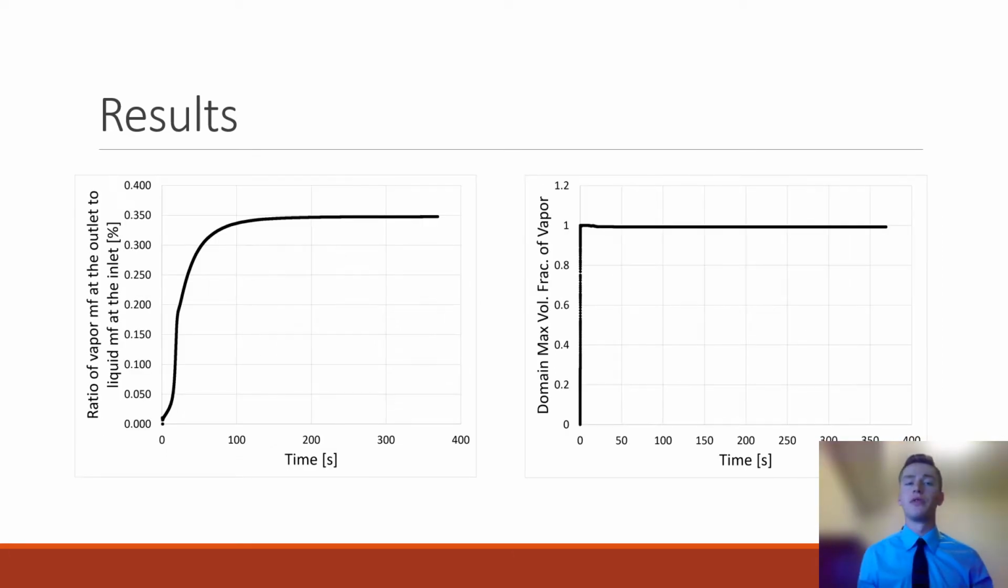So here's some more results from the very first simulation. As you can see, the graph on the left shows the ratio of vapor mass flow at the outlet to liquid mass flow at the inlet, which is about 0.35%. This is a very low percent, but what this tells us is that vaporization is happening within the chamber and it is being expelled out the outlet, which is what we want. And the graph on the right complements this by showing the maximum volume fraction of vapor within the chamber. What this tells us is that there are areas within the chamber where the mixture of liquid and vapor is completely vapor, which is to be desired.